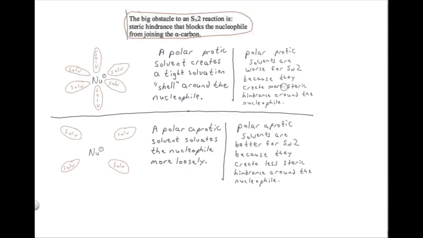To finish up this video, I want to go back to SN2 reactions. So we've seen that polar protic solvents are worse for SN2 because they create more steric hindrance around the nucleophile. How do they create that steric hindrance? It's because a polar protic solvent creates a tight solvation shell around the nucleophile, whereas a polar aprotic solvent solvates the nucleophile more loosely. But what we haven't done yet is explain why the polar protic solvent creates that tight solvation shell, and why the polar aprotic solvent solvates the nucleophile more loosely. So that's what I'm going to discuss in the remainder of this video.